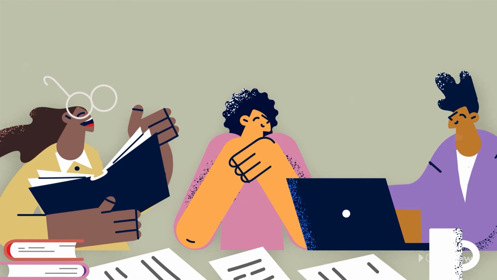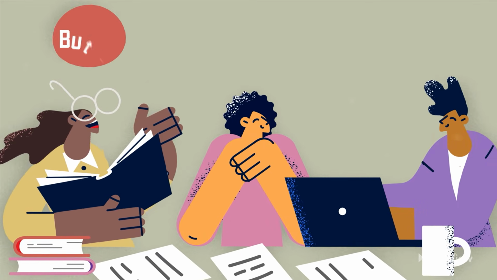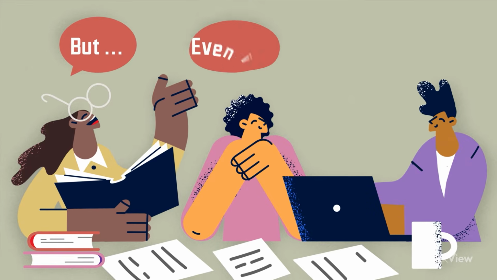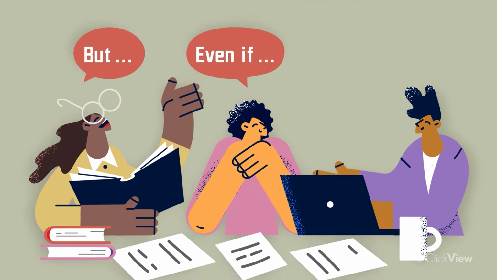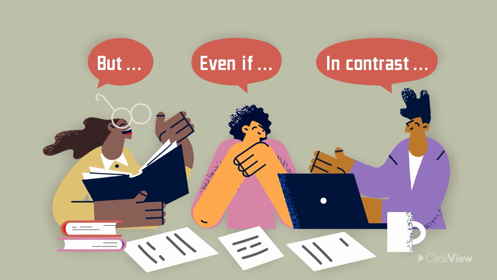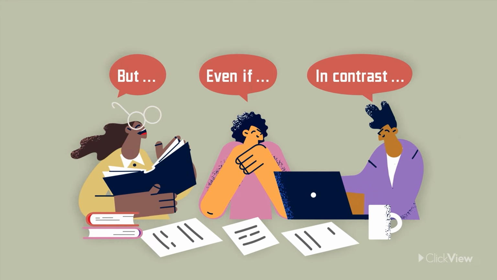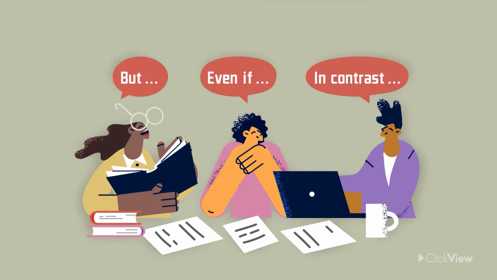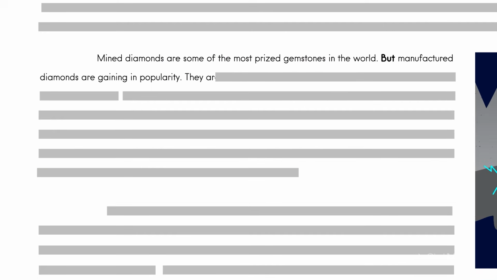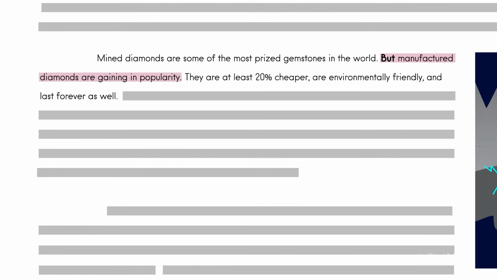Another strategy is to look for conjunctions such as "but" or "even if," or a phrase like "in contrast." These words signal that the author is going to modify an already stated idea. When these types of words start the second sentence of a paragraph, there's a very good chance that the second sentence, not the first, is the main idea.